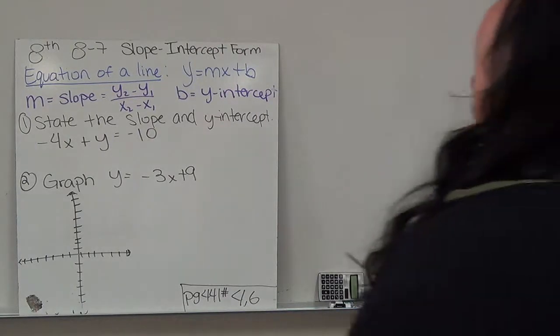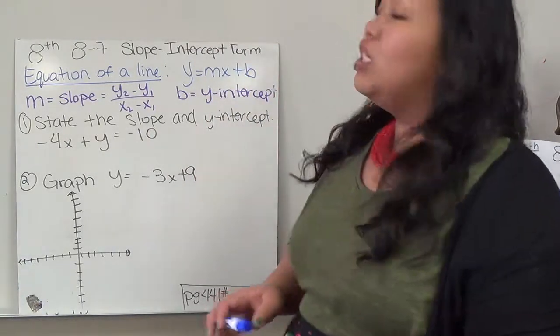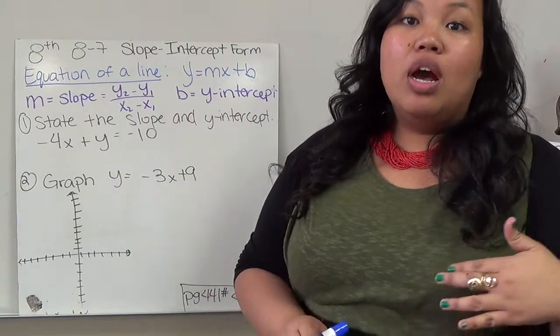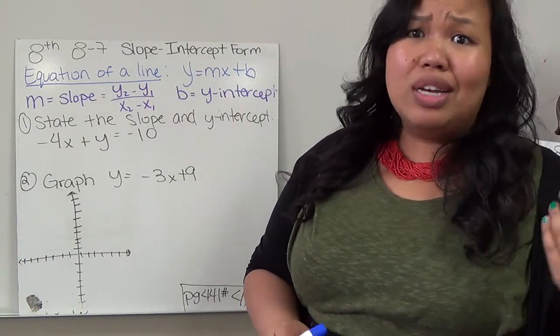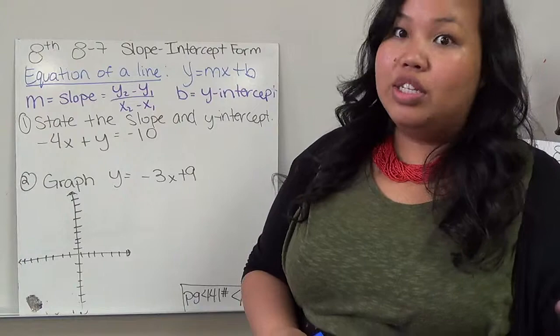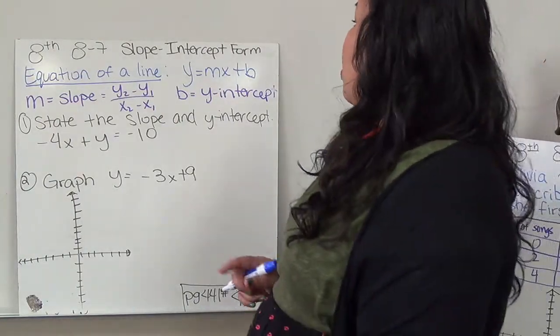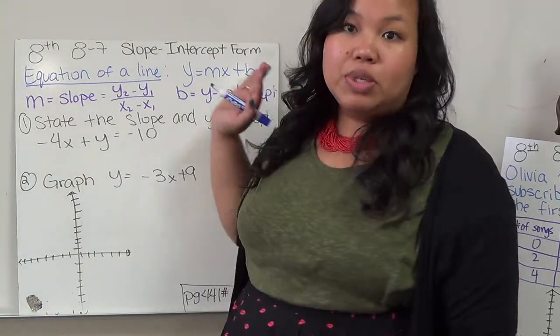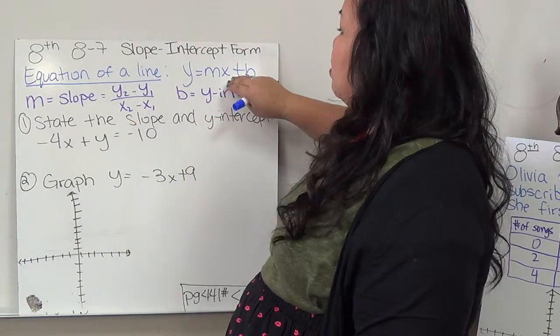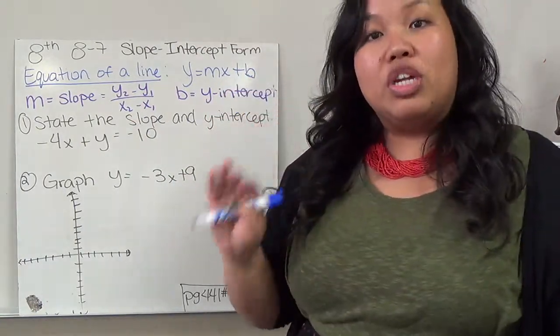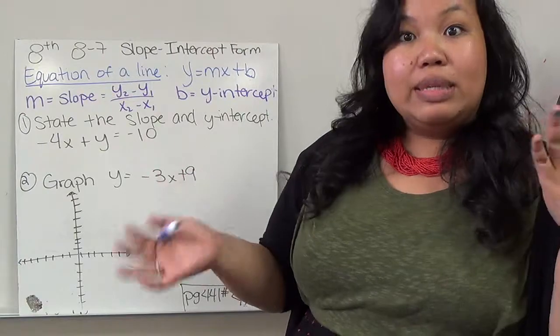In section 8.7 for 8th grade, we're dealing with the slope-intercept form. This is an important equation that you're going to be using until you're done with high school, maybe even college. So the equation of a line is y equals mx plus b. Anytime you see it in y equals mx plus b form, you know that when you graph it, you're going to be getting a line. If you're not getting a line, something's going wrong.